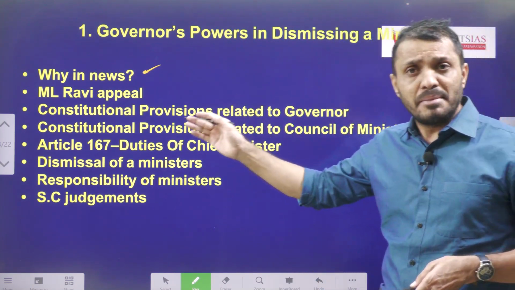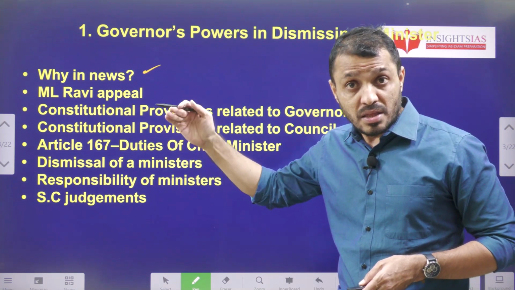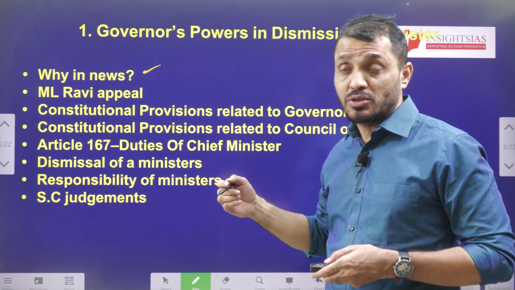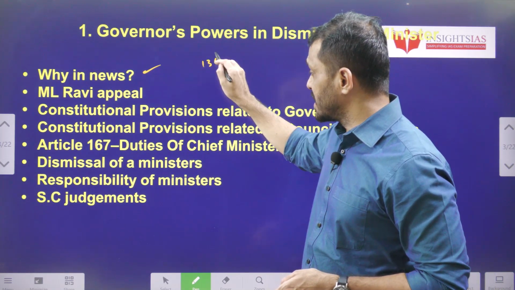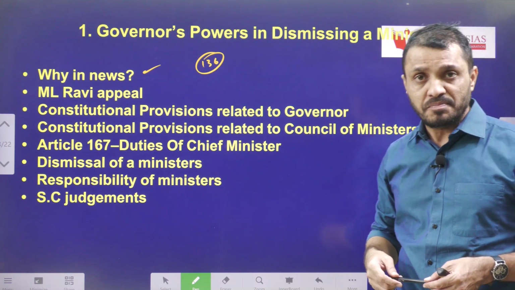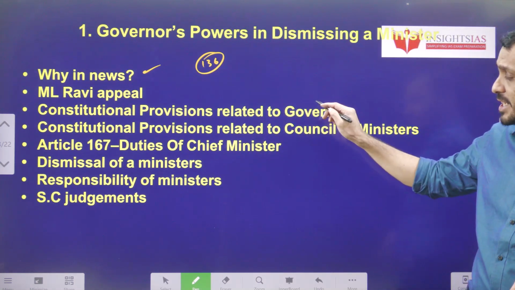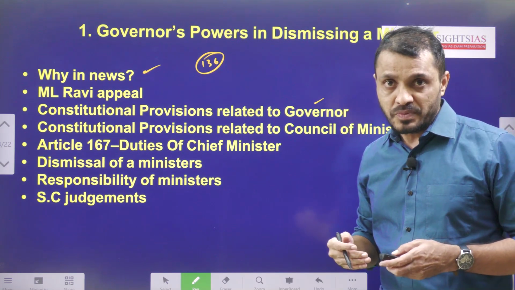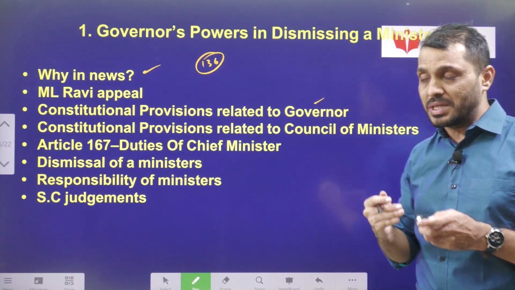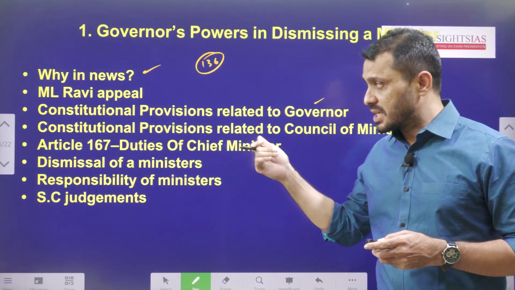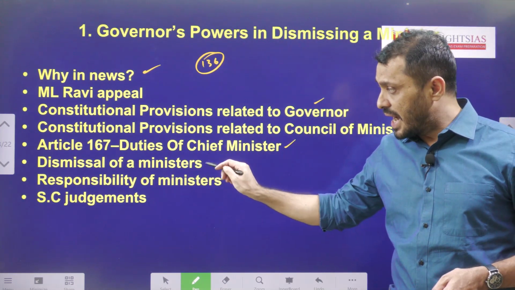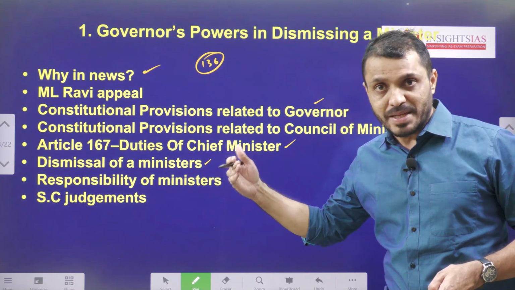Next, M.L. Ravi is a lawyer who appealed the Madras High Court judgment to the Supreme Court. The Supreme Court clarified that it cannot enter into this particular case under Article 136, meaning it cannot provide relief under Article 136. That is the Supreme Court's observation. Then we will discuss the constitutional provisions related to the governor and what the governor has to do. Article 163 and Article 164 deal with the constitutional duties and position of the governor. Then we will discuss the duties of the Chief Minister under Article 167, and under which condition a minister can be dismissed by the governor.